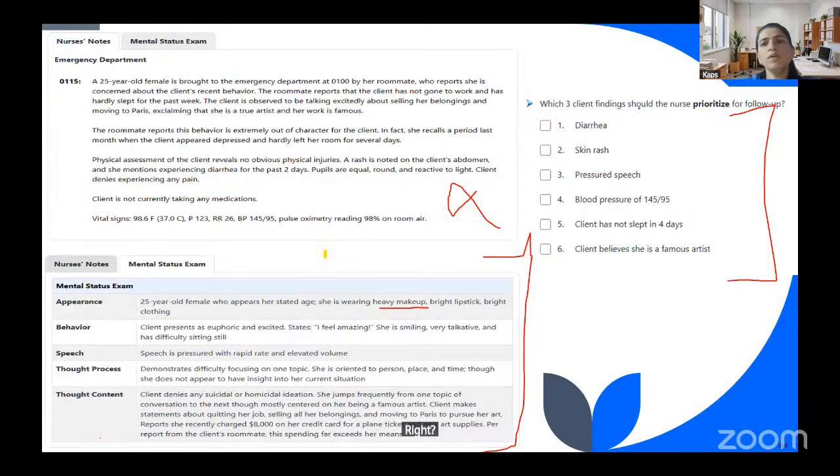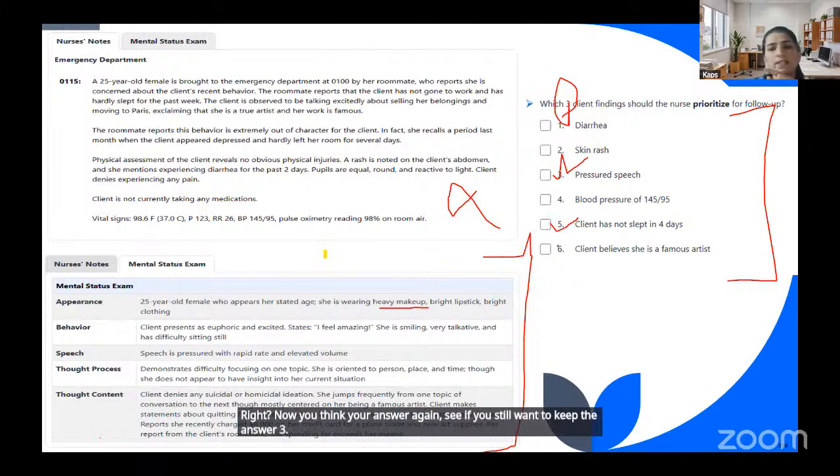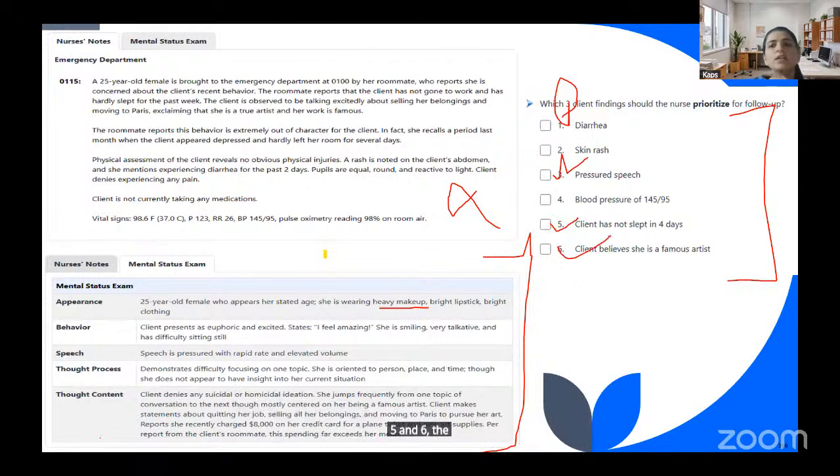But overall, how many answers do we need as a priority? Only three answers, which you think are on the top of the list, something that cannot wait, an emergency, something I want to look into right away, or maybe tell the doctor quickly, right? Now think about your answer again. See if you still want to keep the answer 3, 5, and 6, the one we did earlier, or do you have a different answer for me as well?